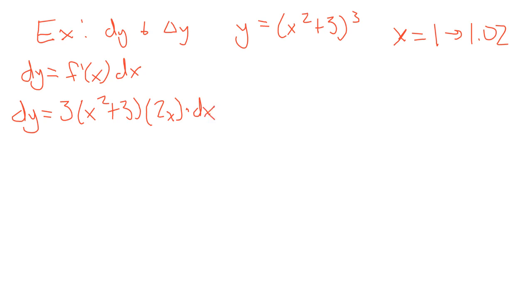Now, let's go ahead and switch colors and look at our delta y. We already said that delta y is equal to f of x plus delta x minus f of x. Or, better yet, it's just f of our new x minus f of our initial x.